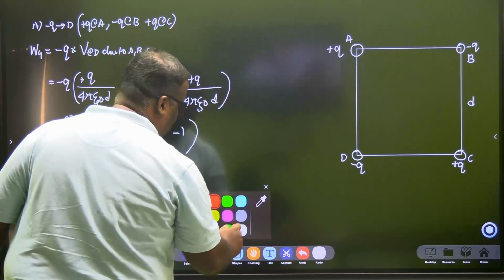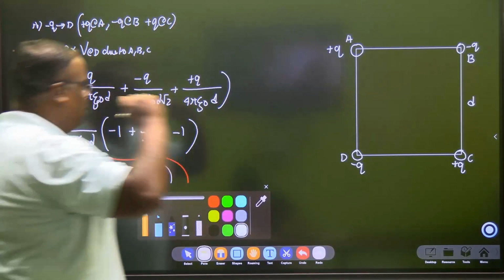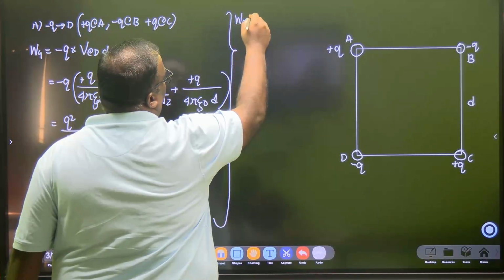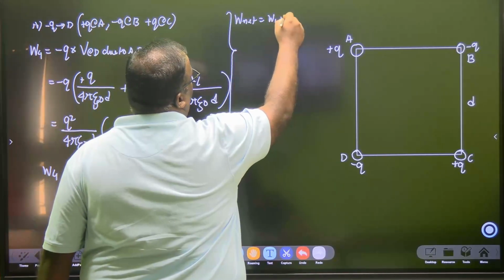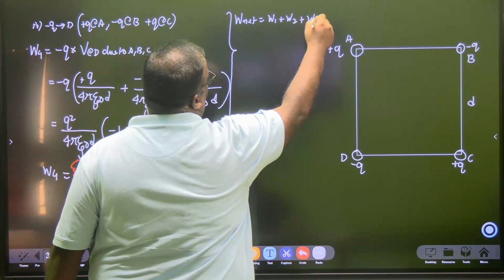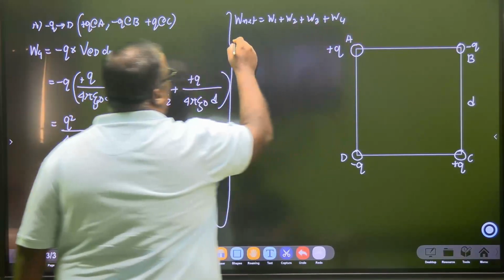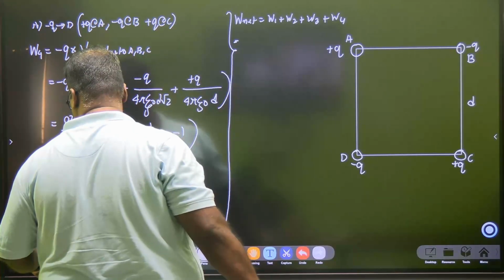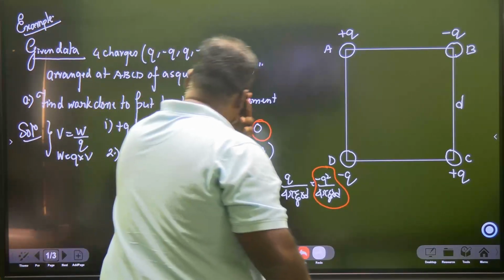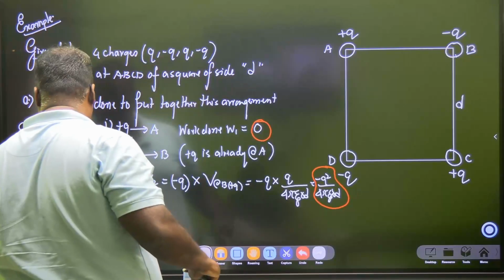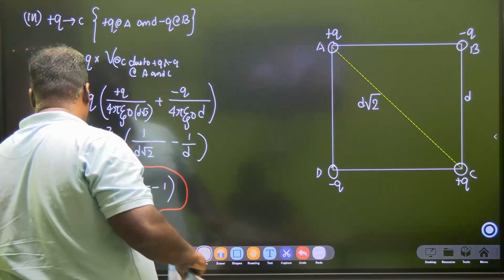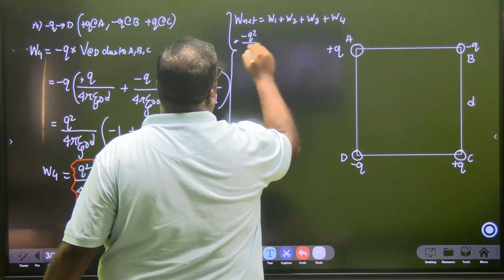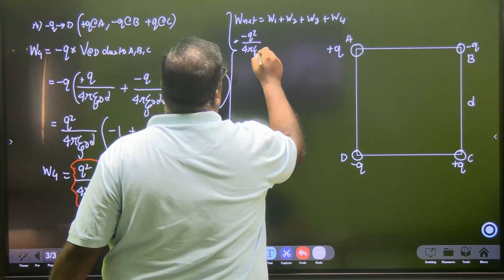So now they've asked us what is the work done to arrive at this configuration. So the net work done, W net, will be equal to W1 plus W2 plus W3 plus W4, which means W1's value is 0. So let's pull up W2. W2 is negative q square by 4 pi epsilon 0 d, negative q square by 4 pi epsilon naught d.